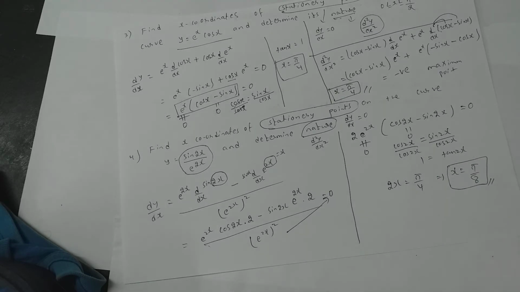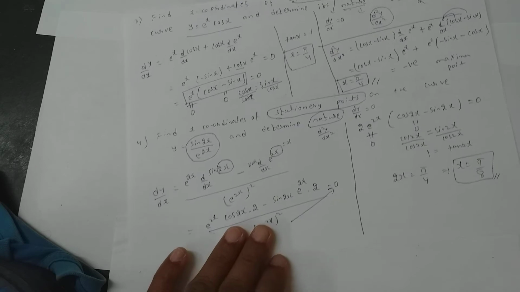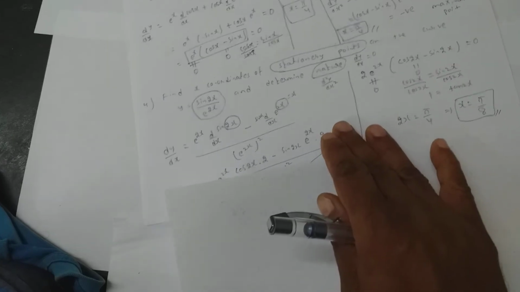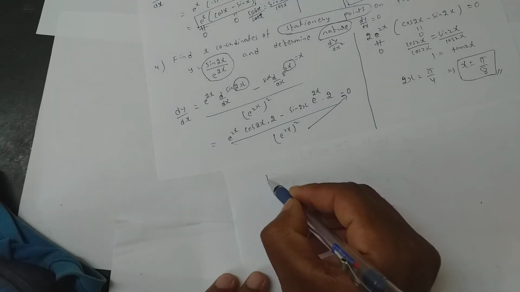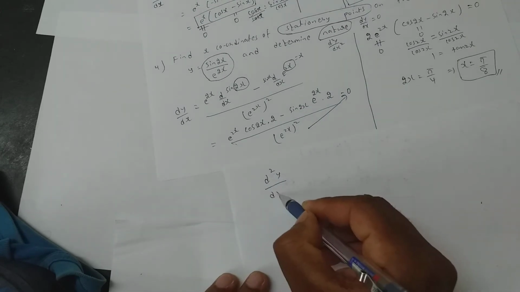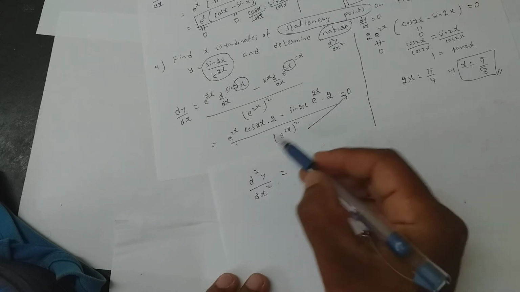Am I clear students? Yeah, now to determine the nature, what do I need? I need d square y by dx square. D square y by dx square means I am taking it.